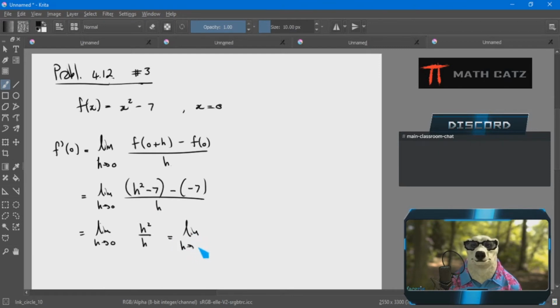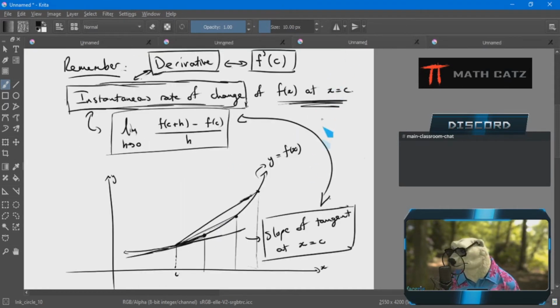Save some space so I can see the whole thing. Then I can cancel some h's: 2 h's at the top, 1 h at the bottom, so I have an h left. And h is a polynomial in h, so when h goes to 0, this whole thing is 0. So now I can say many things here. The derivative at 0 is 0. The instantaneous rate of change of the function when x is equal to 0 is 0. All kinds of things. And if I think about the graphical interpretation, I can say the slope of the tangent line at that x value is 0.